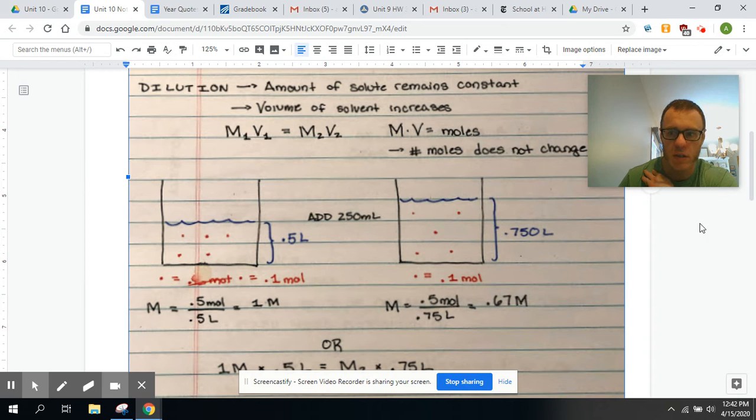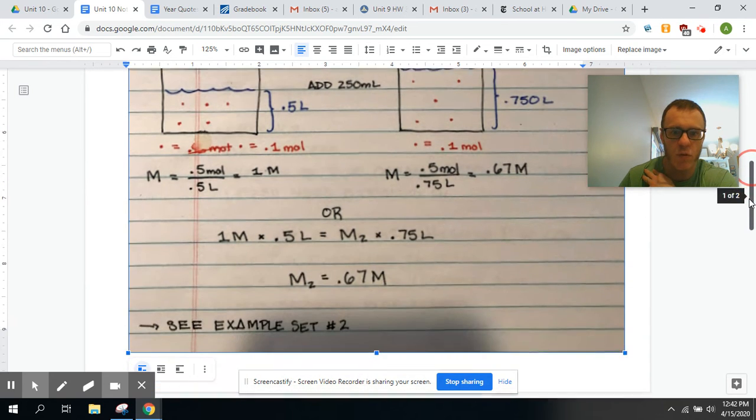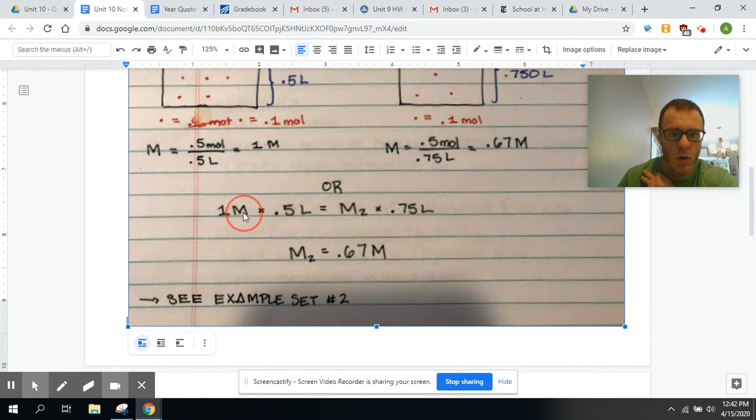For instance, I did this down here. If I move on down, here we had 1 molar, we had 0.5 liters. What is our second molarity? Well, our second volume is 0.75 liters because I added that 250 milliliters of water. Do a little bit of algebra, we get 0.67 molar. See example set 2, not a big deal.